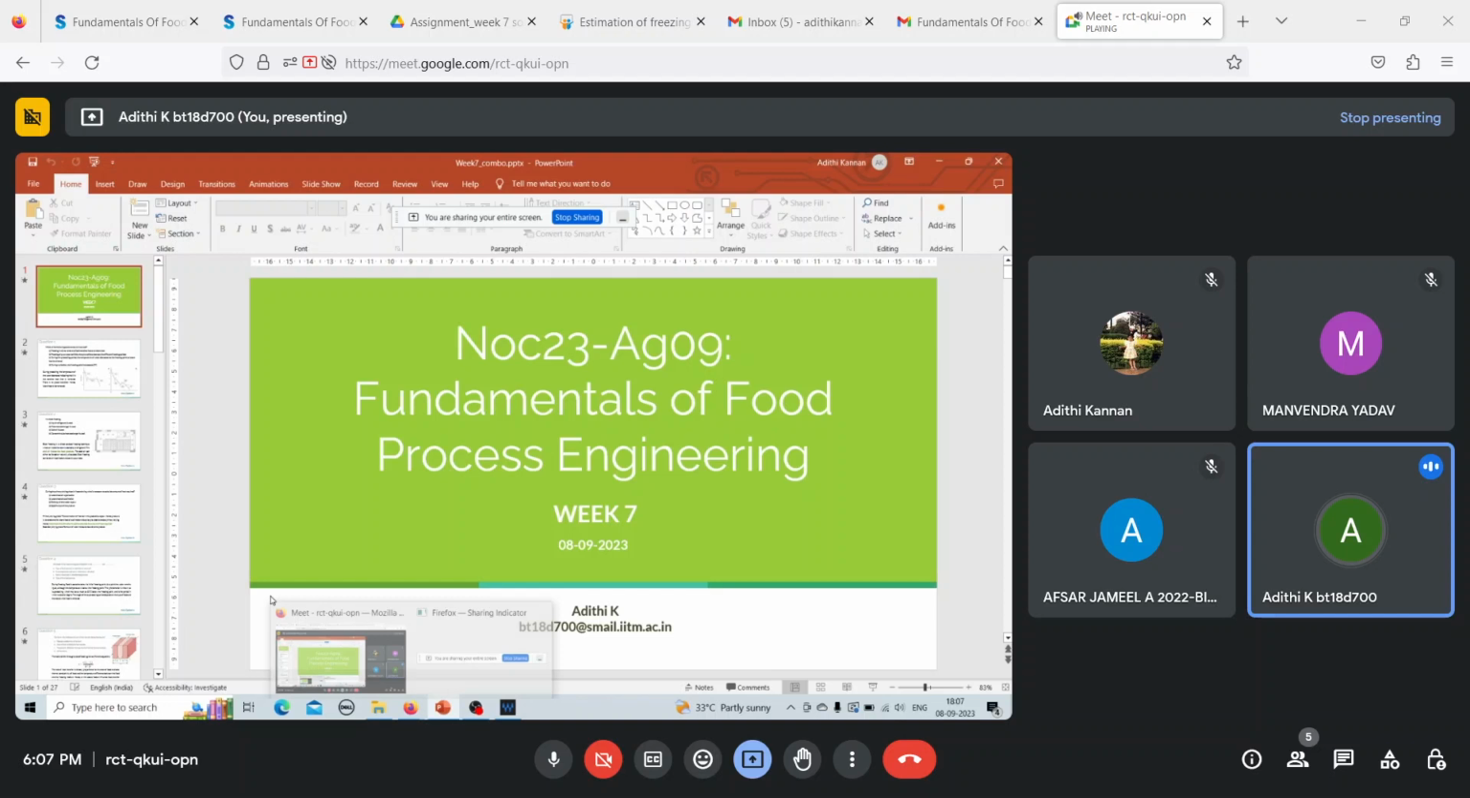As of now, given the lack of much other data regarding the sensible cooling, we'll use Planck's equation, where tF, the freezing time, is equal to rho L divided by (Tf minus Ta), into (Pa by h plus Ra square by k). Here rho is the density of the food, L is the latent heat of crystallization, Tf is the freezing point of the food, and Ta is the temperature at which the freezer is being operated, that is the ambient air temperature.